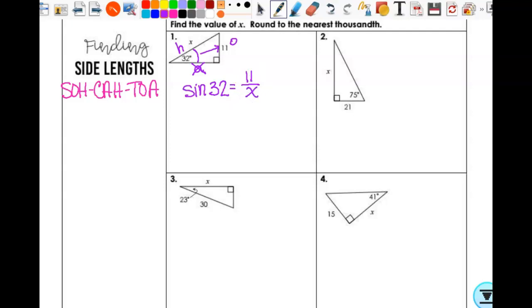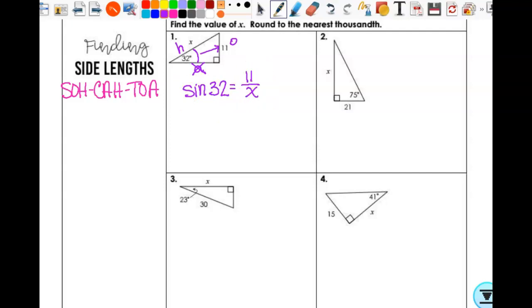So let's talk about what we just wrote. The sine of 32 is some value that the calculator is going to give me. I don't care what it is right now, and I'm not pushing any buttons right now. But it's a value. This is stuck together. Sine is an operation on 32. This is some value equals another value divided by x. Okay, just keep that in mind. I need to get x by itself.